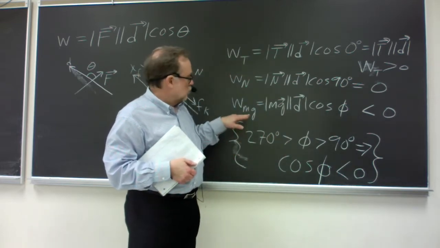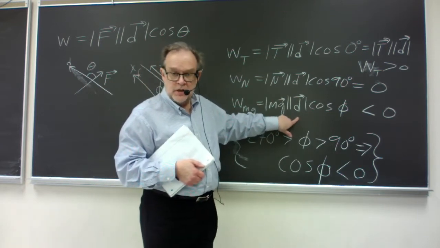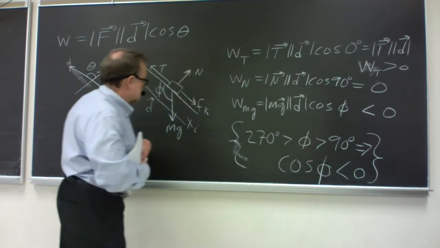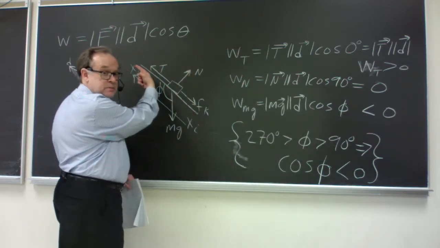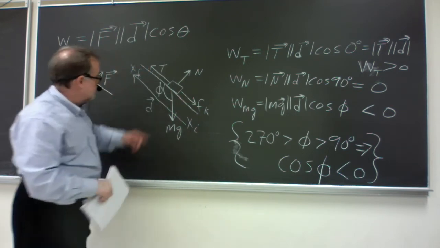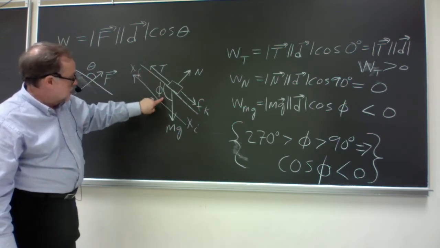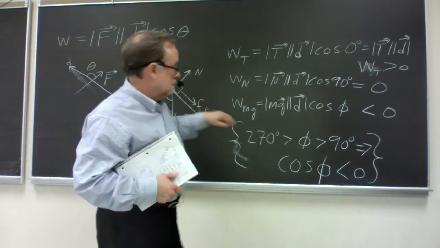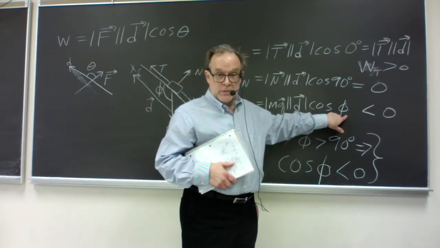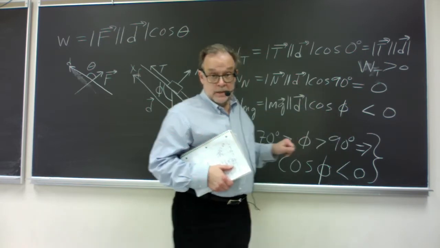Work done by the weight is just the magnitude of the weight, magnitude of the displacement, times cosine of the angle between the displacement, which is uphill, and the force direction, which is straight down. So the angle between uphill direction and straight down is this angle here that I call phi. So cosine of the angle between displacement and force turns out to be a negative number.